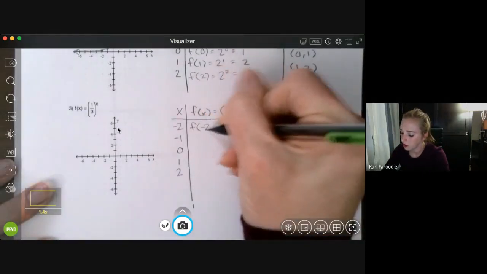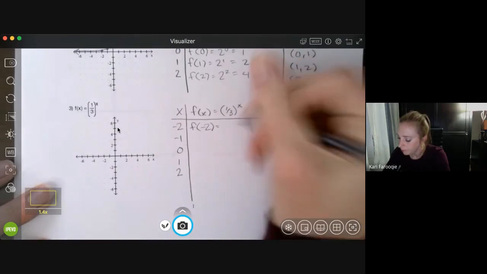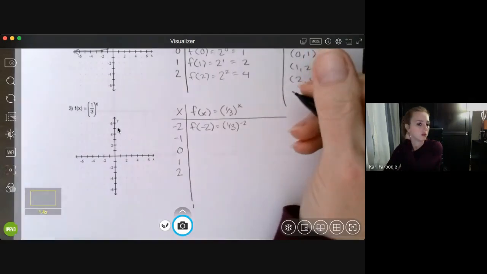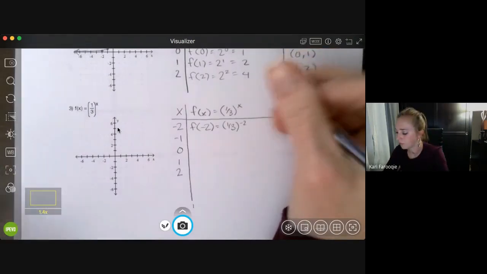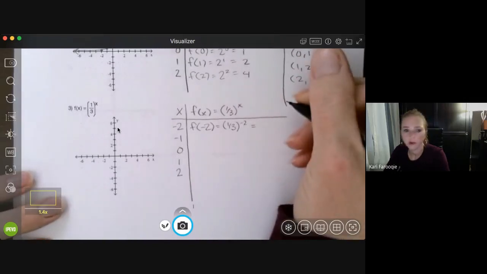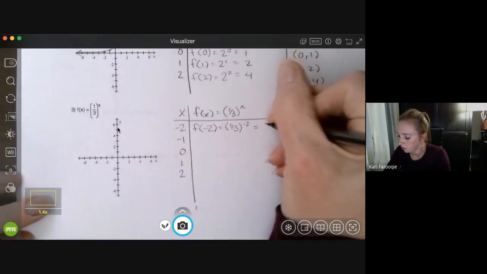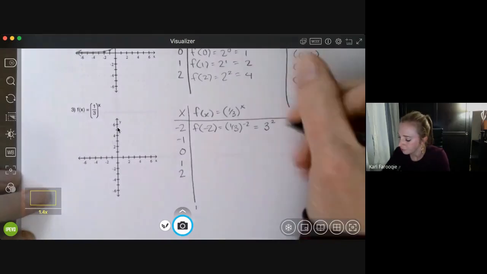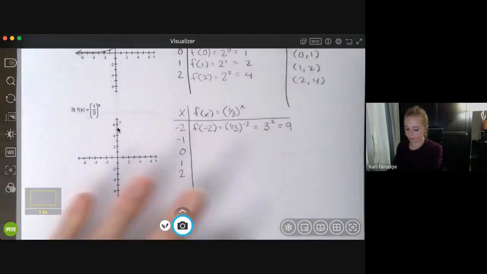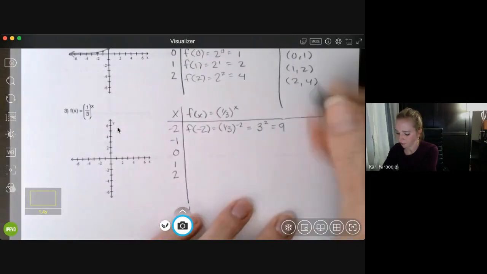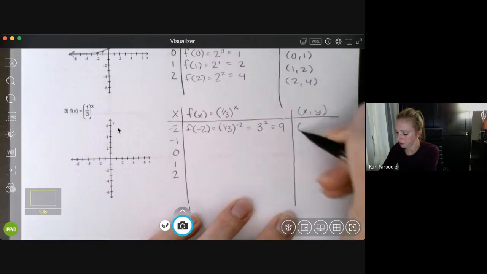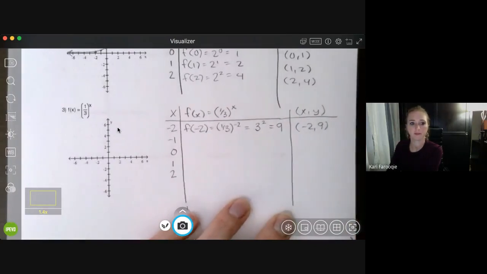All right, so let's go ahead and evaluate f of -2. So we have 1/3 to the -2nd power. And remember your exponent rules. If you want to make the exponent positive, you can switch the numerator and denominator, because essentially this is 1 over (1/3) squared, and 3 squared is 9. And that gives you a point on your graph at -2, 9.